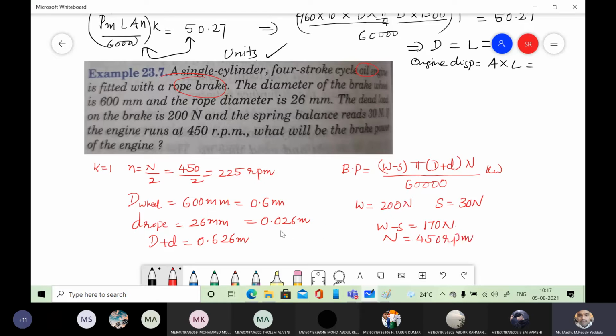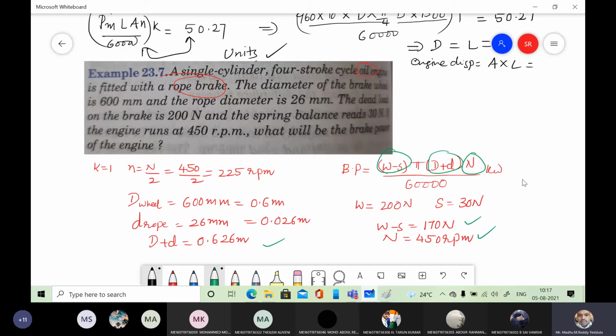Any difficulty? All the data is available. We only converted into the SI system. So the W minus S value is there directly, we calculated 170 Newton. Pi value is known. D plus d is 0.626 and capital N value is 450 RPM divided by 60,000. Direct problem, this one. You can try the substitution afterwards.